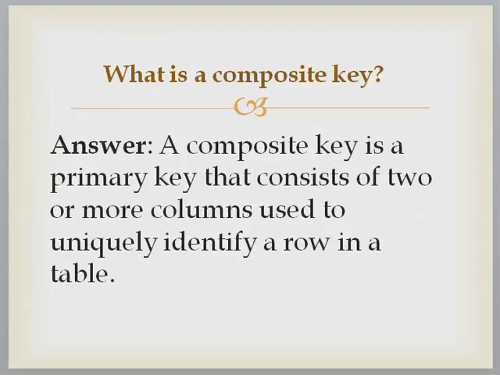What is a composite key? Answer: a composite key is a primary key that consists of two or more columns used to uniquely identify a row in a table.